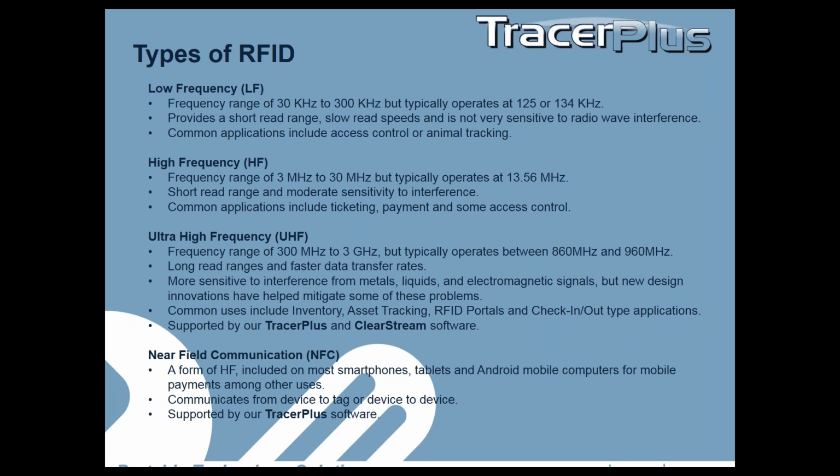The next one is high frequency, or HF, which ranges from 3 megahertz to 30 megahertz. But you'll typically see that operate at 13.56 megahertz. This also has a short read range, but it does have moderate sensitivity to interference. Similar to low frequency, this is a close range solution. Common apps include some ticketing, payment, and some access control type settings.